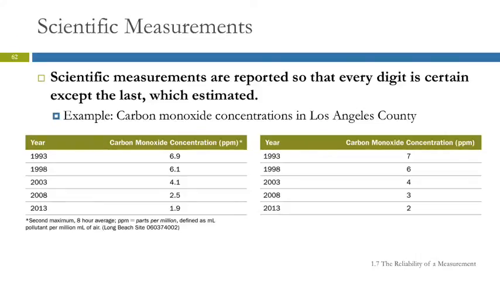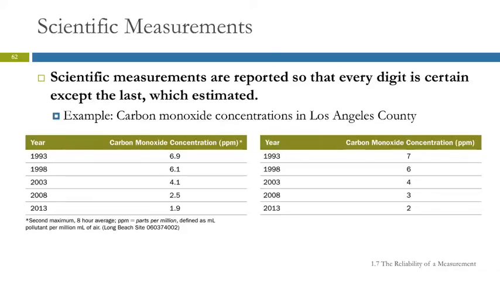Okay, scientific measurements. When we record scientific measurements, we do so in a very particular way. We write down all the digits that we are certain of and the first digit that we're not sure about. We estimate. There's information in the estimated digit. We want to keep as much information as we can, and so we write down the estimated digit. But all scientists understand that the last digit has uncertainty in it.